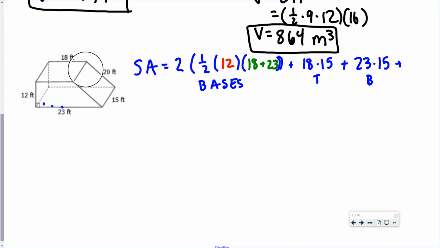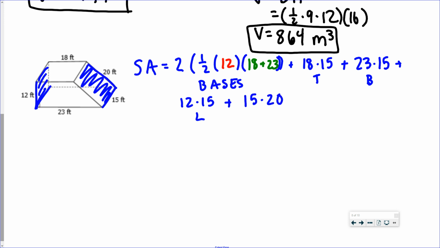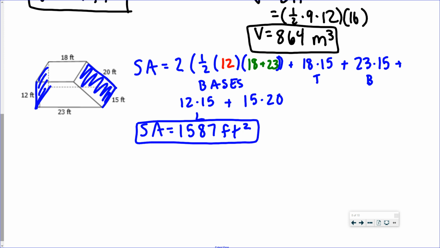Okay, everyone with me? And then we have what I like to call the left and the right. These two rectangles. So my left, that would be 12 by 15. And my right, 15 by 20. Area of a rectangle, we just do length times width or base times height. Okay. I got a total answer of 1,587 feet squared for that surface area.